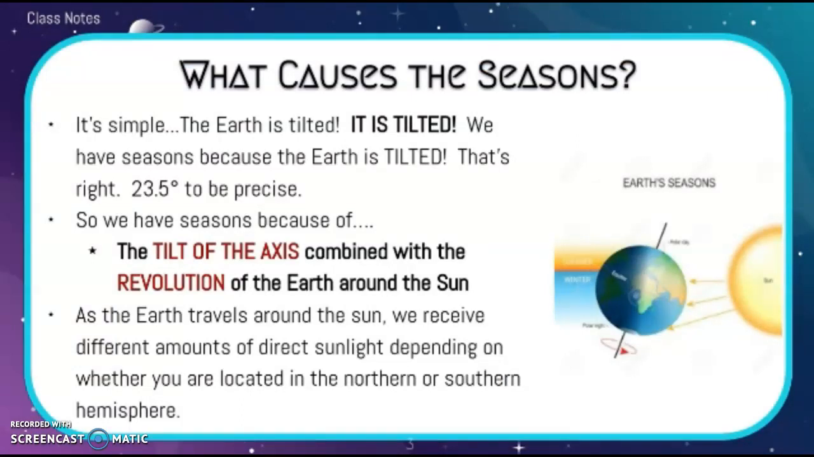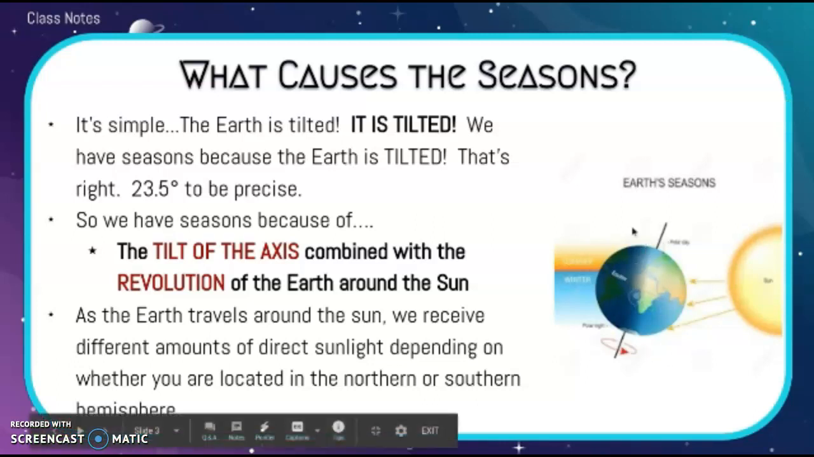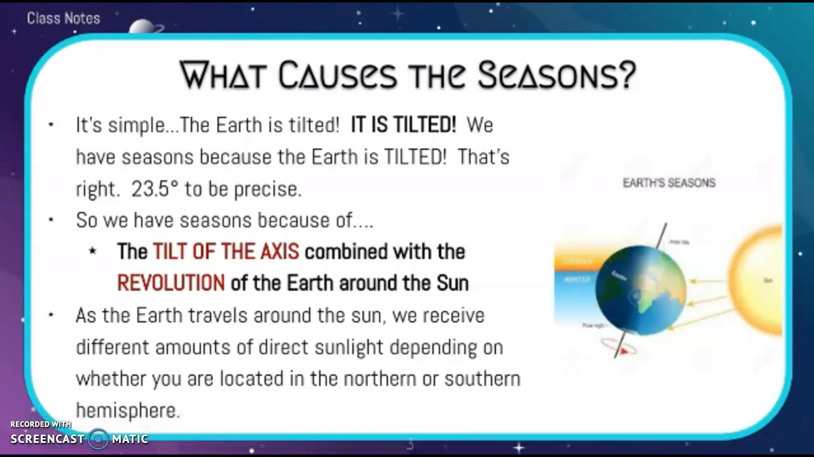It is the tilt of the axis. The Earth is tilted on an axis. So instead of going straight up and down on this invisible line that you can kind of see right here, it's tilted about 23.5 degrees. So if you think about like in skateboarding, if you can do a 360, that means you spin all the way around. You can do a 180, that means it's halfway, right? So 23.5 is just a little bit off of center. But it's because of that little tiny tilt that we actually have the seasons.